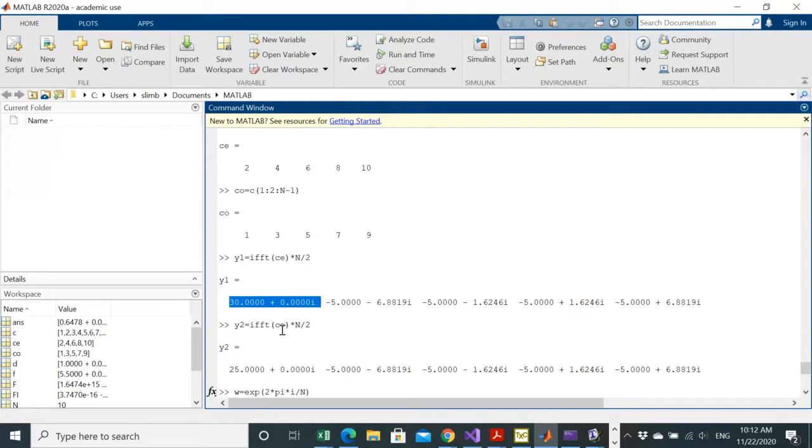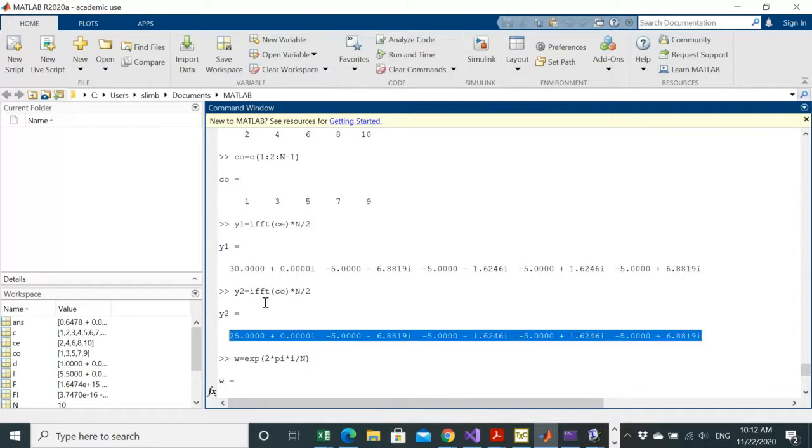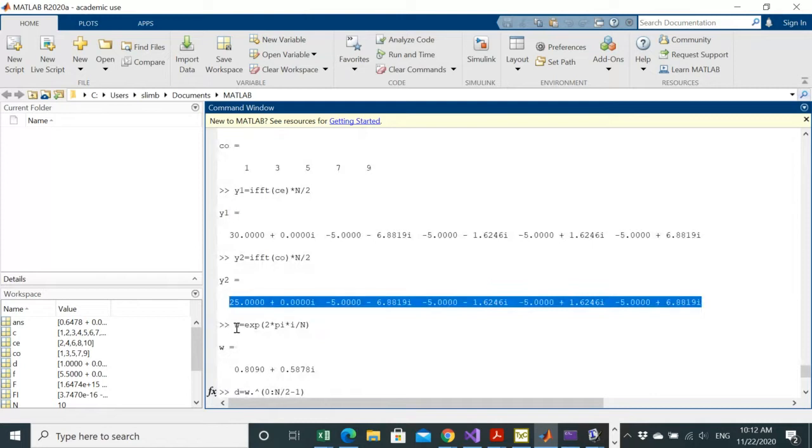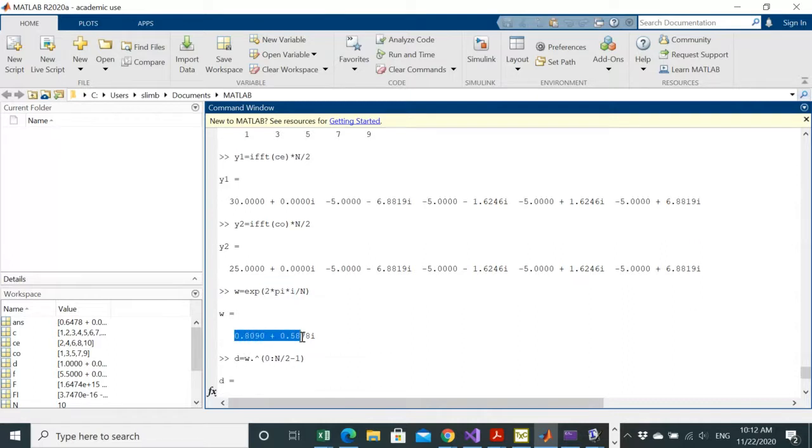Now I'll do the same with CO, the odd part. So I'll get y2, which is, of course, a 1 by 5 row, and this is the y2 I obtained. Got it? Now here I'm computing W, which I said is e to the power 2 pi i over n. Of course, n was preset equal to 10. So immediately it gives me back what W is.